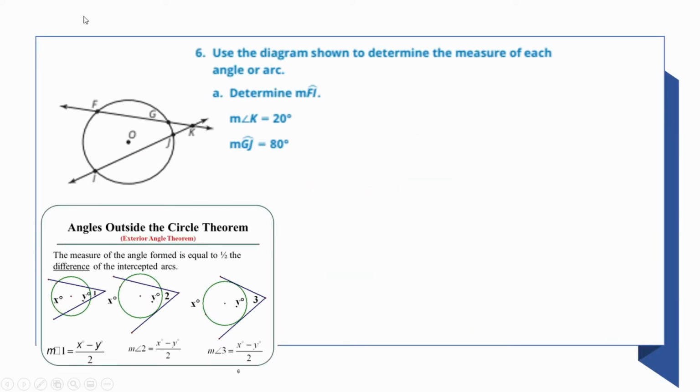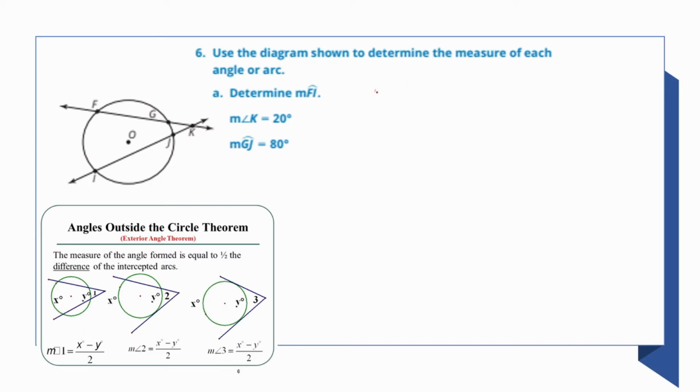Next up, we have our different rule. It says use the diagram to determine the measure of each. So we want to determine the measure of arc FI. That's what we're starting out with here, if we know that K is equal to 20 and GJ is equal to 80. So we have to figure out what situation we have going on down here because there are different rules. Do we have situation 1, 2, or 3? Well, both lines in situation 1 cut through the circle twice, which means that they are secant lines. And that's what we have here. We have two secant lines that intersect at point K. So we're going to use situation 1.